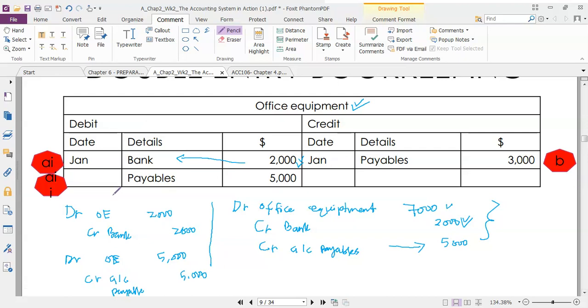Kenapa kita debit office equipment 2,000 sahaja, credit bank sebab kita baru bayar deposit 2,000 sahaja. So debit credit bank, bank kita berkurang sebanyak 2,000. So office equipment kita bertambah sebanyak 2,000. So that's why office equipment debit 2,000, and then kreditkan bank 2,000. Jom kita tengok account bank.